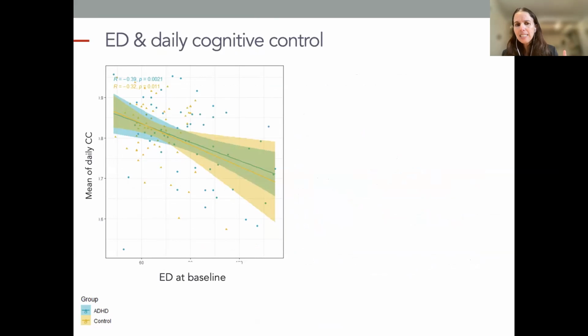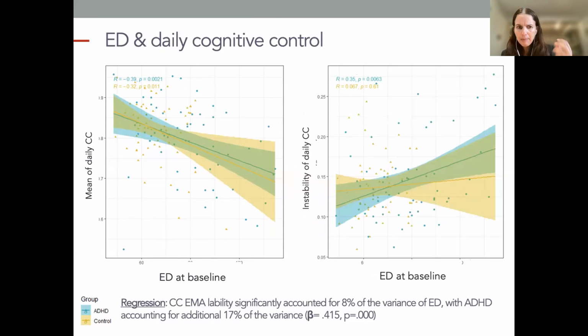So when we look at the instantaneous data, the mean of the momentary cognitive control assessments and the instability of the cognitive control assessments, this is where we see that there is a link to emotion dysregulation. Those that have higher levels of emotion dysregulation have lower cognitive control daily on average, and they have higher levels of instability of cognitive control. By the way, this last sentence was true only for those with ADHD, but was not true for controls.